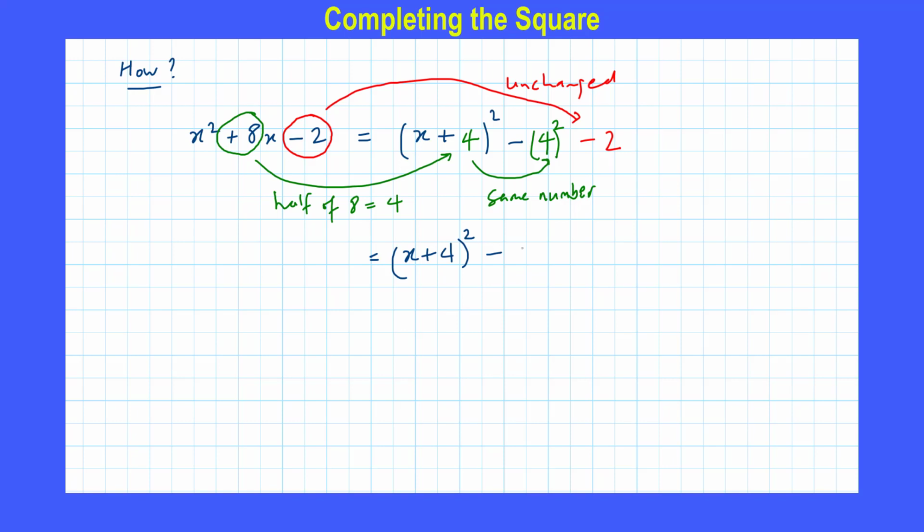Now all it's a case of doing is working out the right hand side of this expression. So x plus 4 squared, take away, well, 4 squared is 16, and take away another 2. Again, the 2 is unchanged. And then we simplify it, so we get x plus 4 squared, take away 18. And we have completed the square.